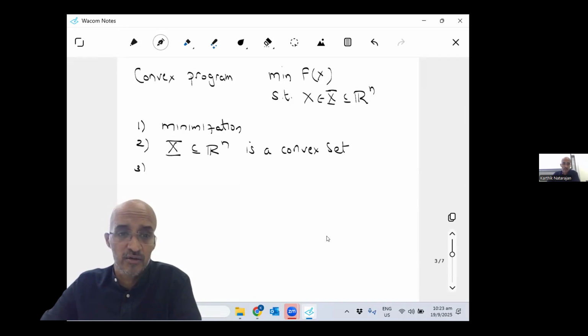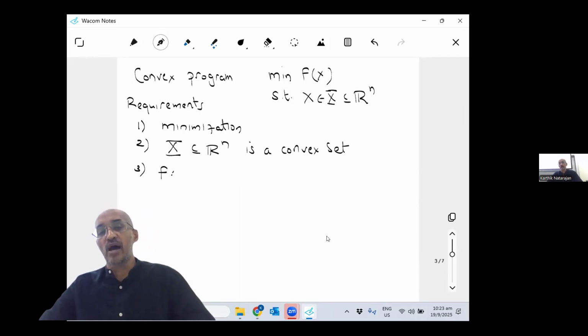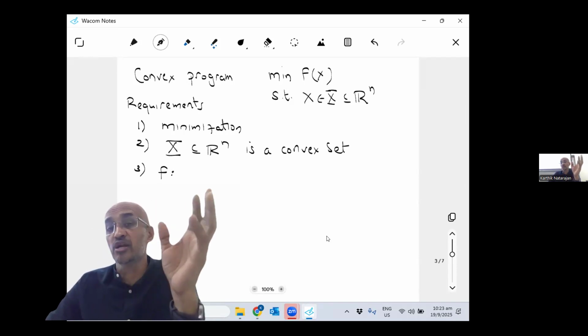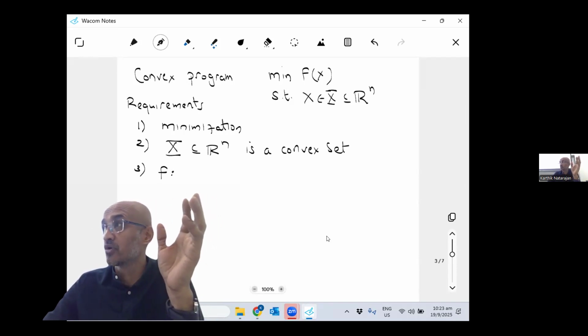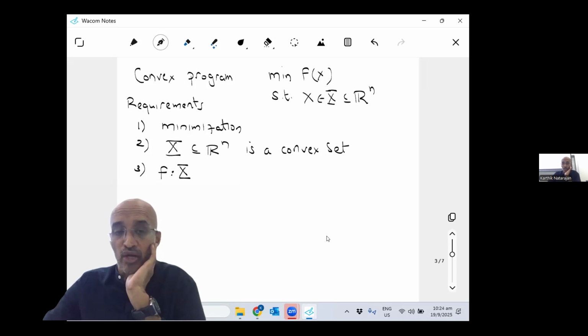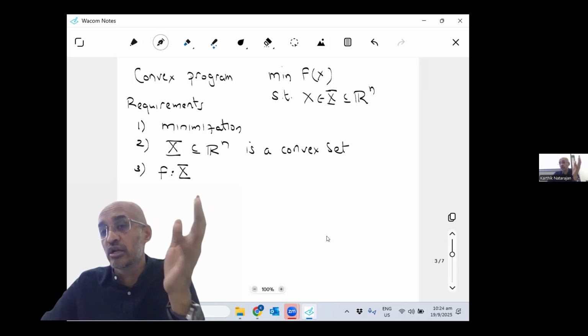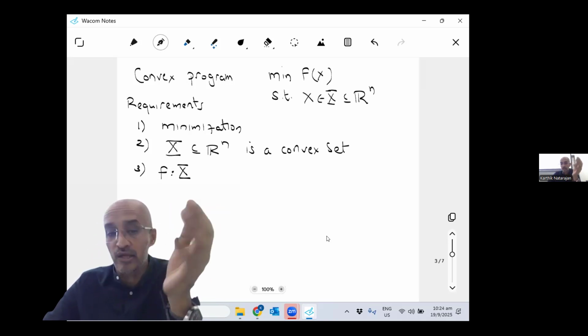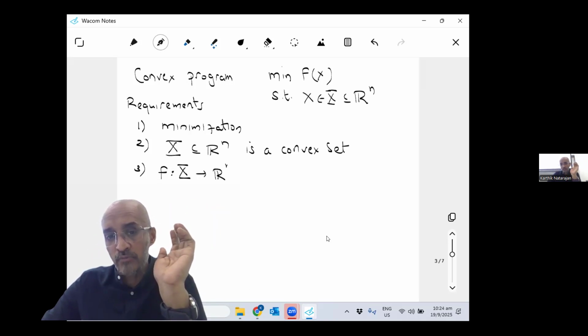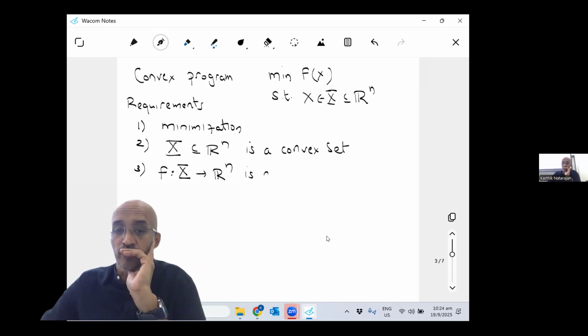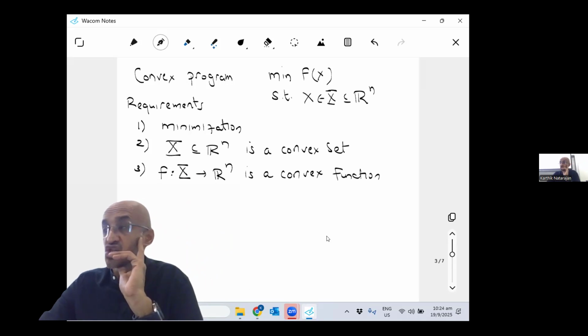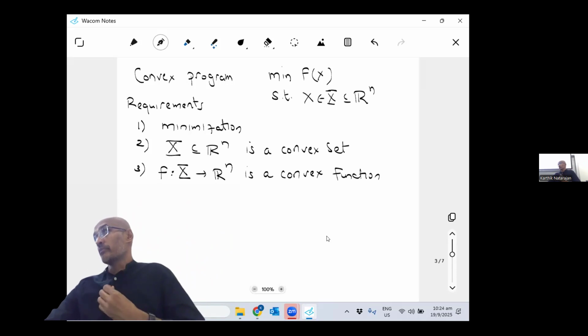Okay, and third, so when I say it's a convex program, what are my requirements basically? Third, this function f. Now the domain of f might be Rn, but it need not be. The function might just be defined on the set capital X. So I'm only interested in f on the domain X, not in Rn necessarily. So f going from X to R is a convex function. So when you're trying to minimize a convex function over a convex set, that's a convex program.